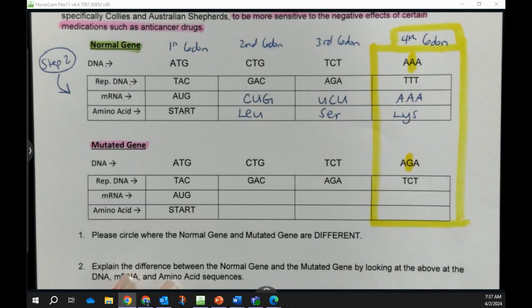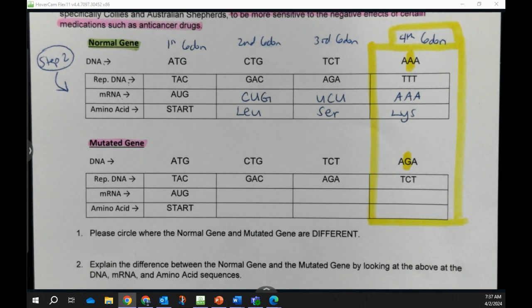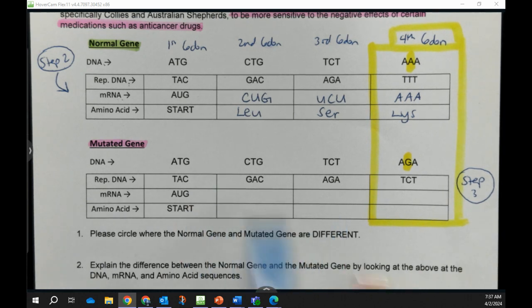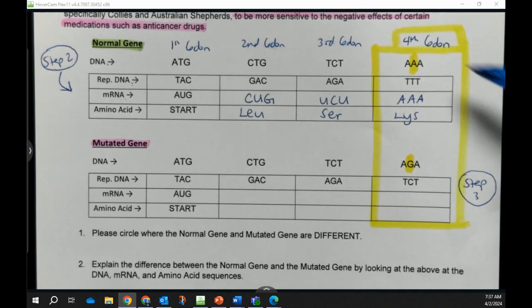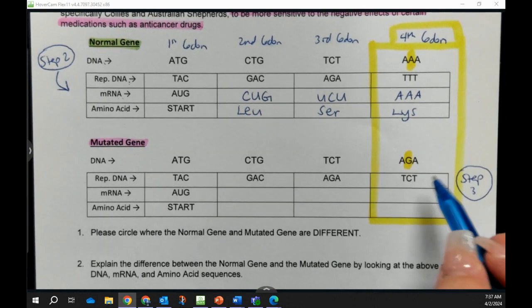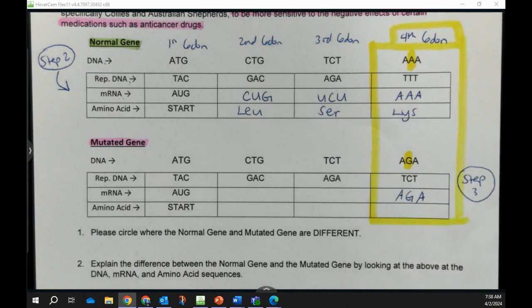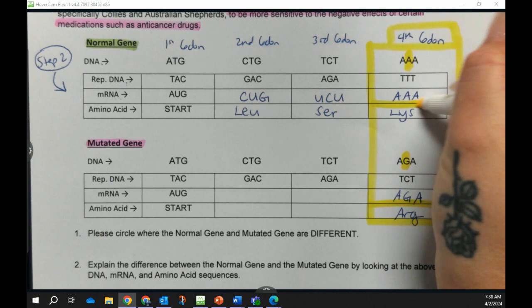Okay. So now I'm going to complete the protein synthesis just for this last one. So this is going to be step 3. Because you don't need to do the first, second, and third codon because they're identical to the normal gene. You're only doing the one that has changed. So now T pairs with A, C pairs with G, T pairs with A. And now I'm looking for AGA on my codon chart. AGA now turns it into arginine. So now I have a change in my amino acids.